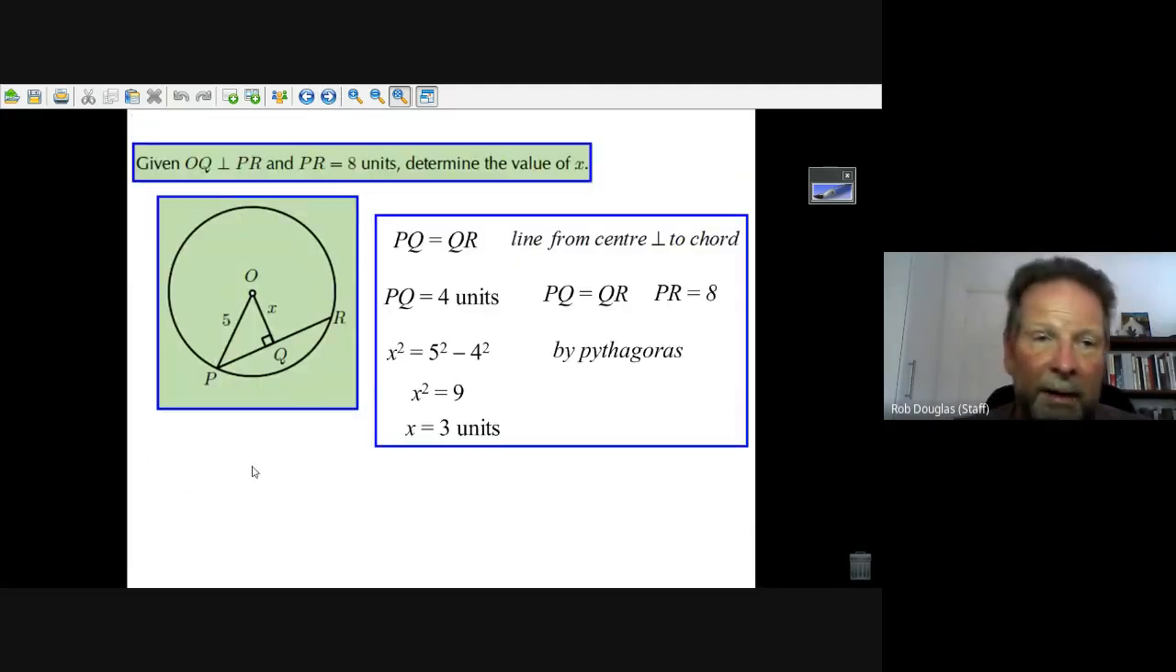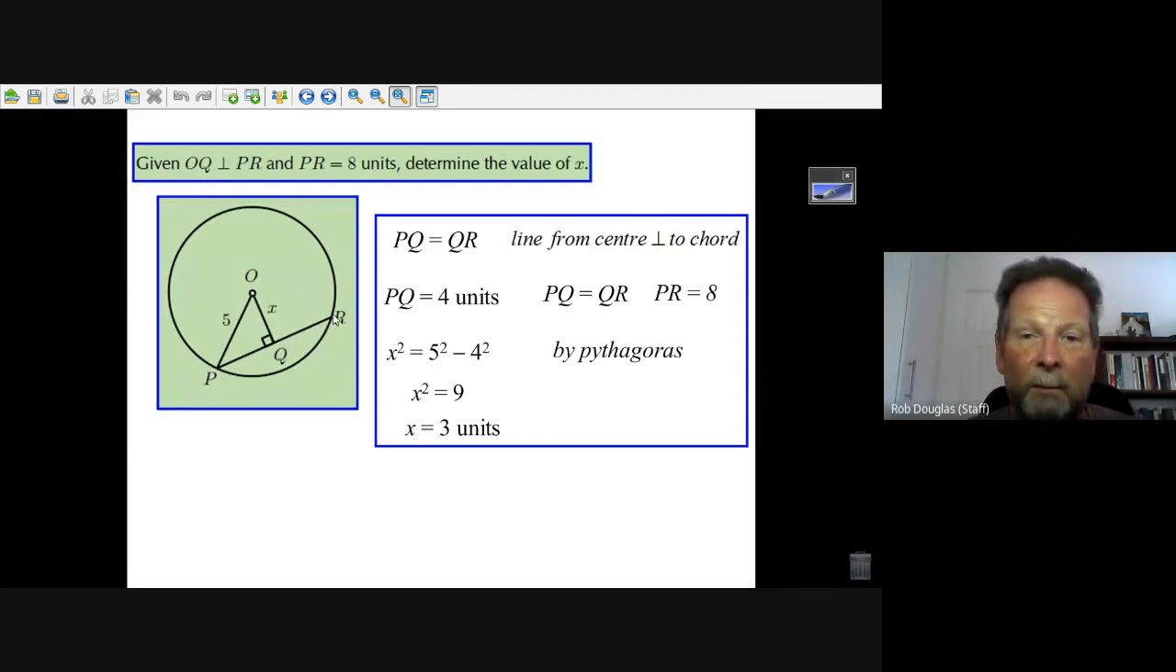Say you had this problem here. You were given that the chord was equal to 8 units. You're given that OQ is perpendicular. Well, then what you can say right off the bat is that PQ equals QR because the line from the center is perpendicular to the chord. That's what you write down. Line from the center perpendicular to the chord. That makes those two segments equal.